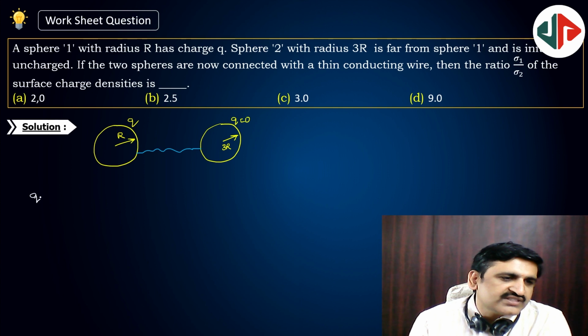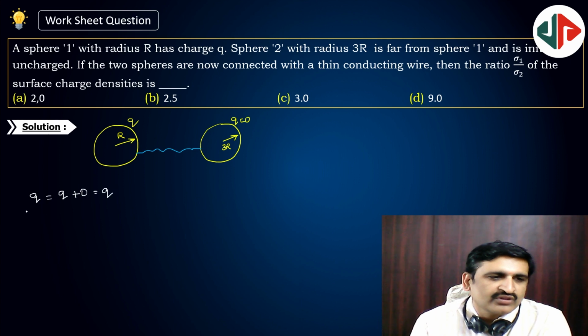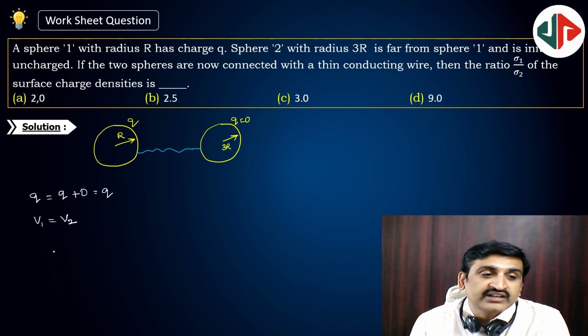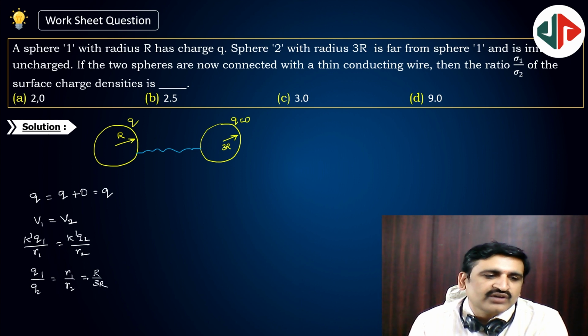Total charge is q plus 0, that is equal to q only. After connecting, their potentials will become equal, V1 is equal to V2. Whenever two bodies are joined or connected, their potentials become equal. If you give sufficient time, charges will be rearranged. So k q1 by r1 equals k q2 by r2. k goes, q1 by q2 is r1 by r2, that is equal to r by 3r. So r gets cancelled.